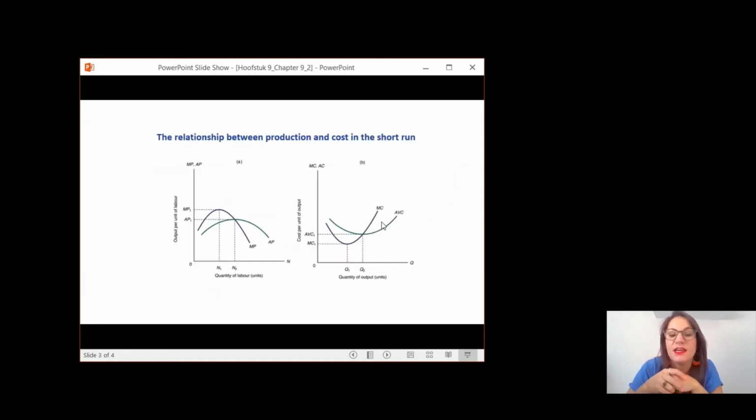This graph indicates the relationship between production and cost. So this is important to know, because if your cost is at a minimum point, where average variable cost and marginal cost is at a minimum, your production processes will be at a maximum. So you will produce at capacity if your cost is at a minimum point.